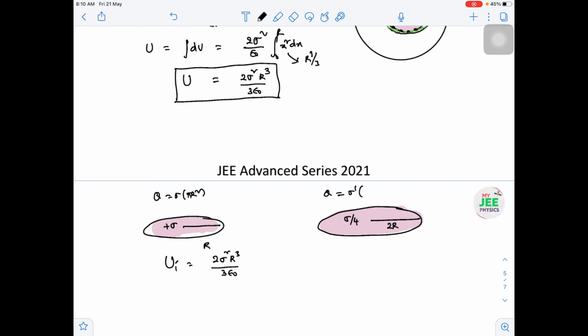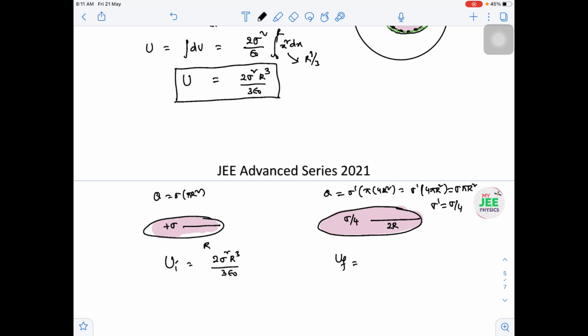Is the new charge density, sigma dash, into 4 pi r square. Okay, so then sigma dash into 4 pi r square. I think this is not required. You know this part, I feel so. Sigma into pi r square. So sigma dash is equal to sigma by 4. So it's a simple logic to understand. I hope you understood this part.